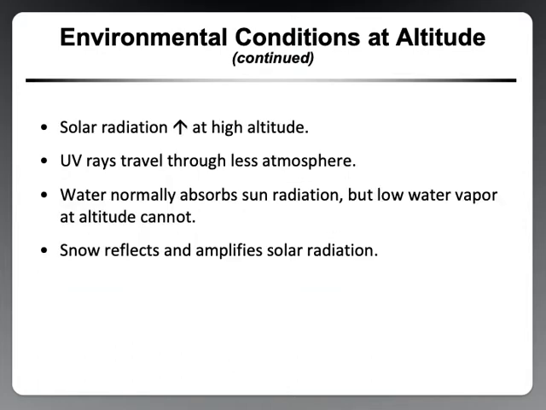Next, I want to talk about solar radiation. It actually is increased at high altitude. This is because the atmosphere is thinner and drier at altitude, so solar radiation is more intense at higher elevations. So you can get a sunburn a lot quicker. The effect is magnified when the ground is snow covered, because the snow reflects and amplifies the solar radiation. So you have a higher risk of getting UV burn and therefore a sunburn.